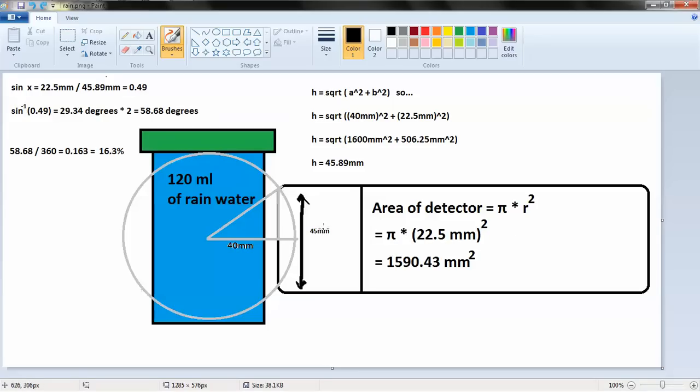And the detector is 45 millimeters in diameter, and it's kind of a cylinder. So pi times half of that, which is 22.5 millimeters, is equal to 1590.43 millimeters squared. So that's how much area is in the front of this. And I drew a circle emanating from the water. This is a rough approximation, 120 milliliters of rainwater right down the middle, and it was positioned right in the middle. That was done on purpose.